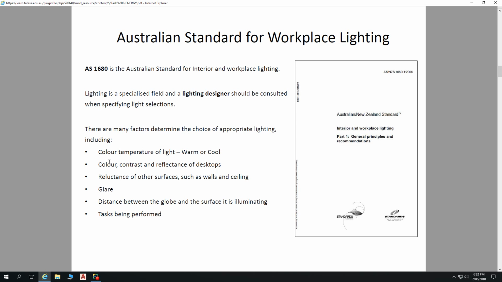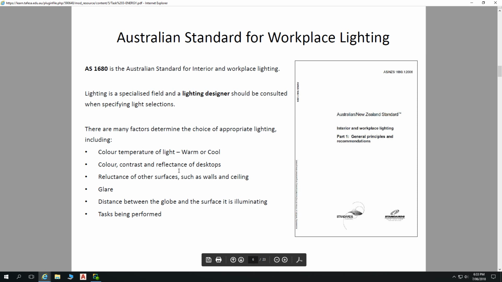So there's the colour temperature of light, be it cool or warm. But I'm going a bit beyond what I know. There are various different frequencies of light emitted, and there's the spectrum which goes from warm to cool lighting. Typically your warm lights are your incandescent light globes that produce a warm light, and your cool lights are your fluorescent light globes, so much like what we have up here.